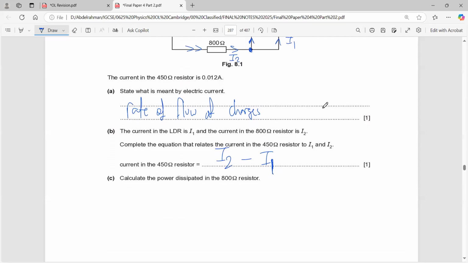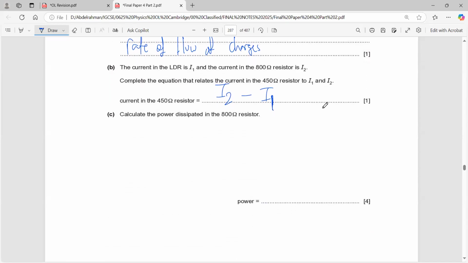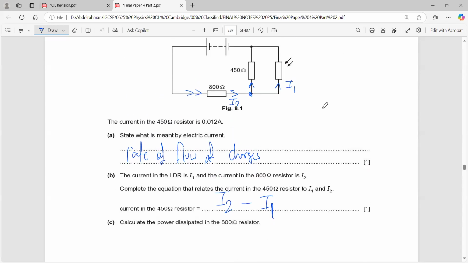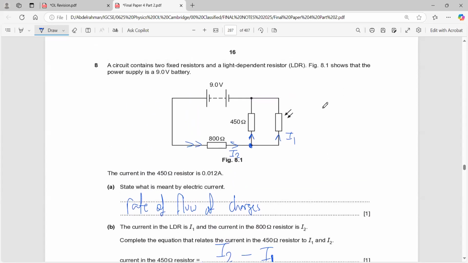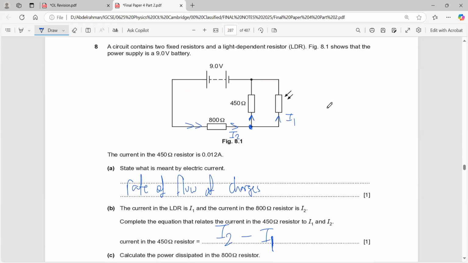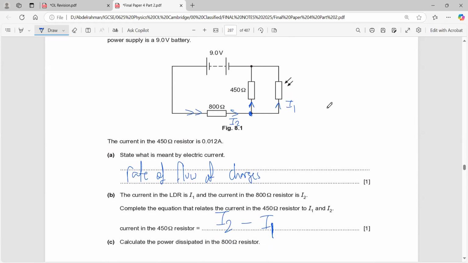Can you find the power dissipated in the 800 ohm resistor? How can I do that? Power equals VI. Do I have the current I2? No, not yet. What should you do? Student: To find this, it might be a bit more difficult. Okay, it might be a bit more difficult.